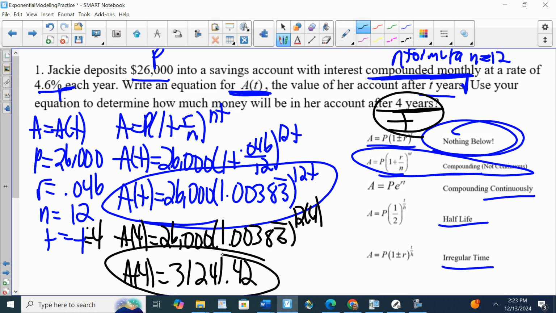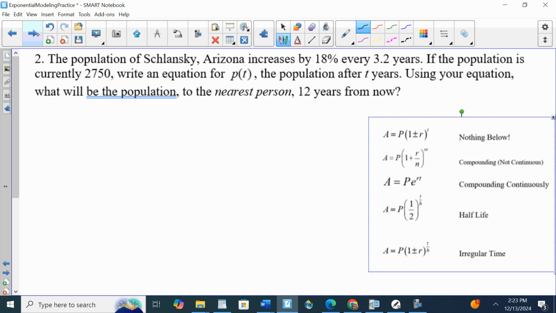So you have to identify which equation you're using based on keywords. Compounded could be either N or PERT because it's monthly. It's anything other than continuously. It's the N formula. I write the formula. I sub into it. If it asks me to write an equation, I write the equation first, then I sub it. All right, I'm looking for keywords or phrases.